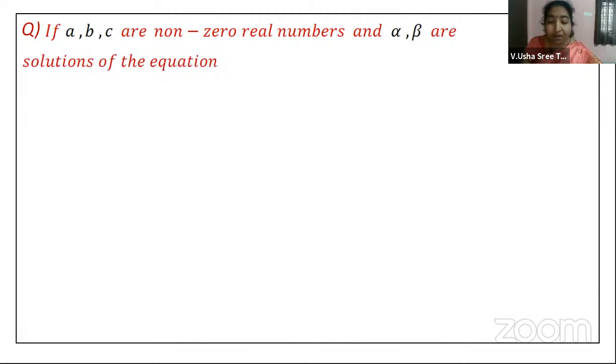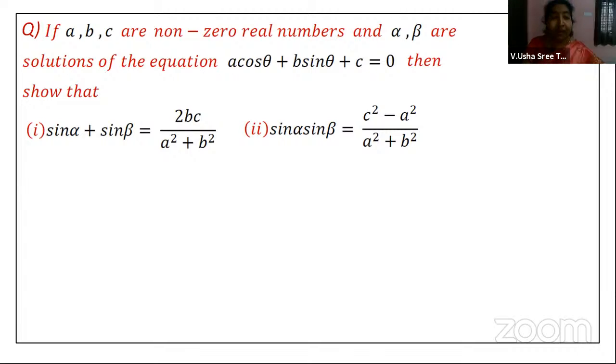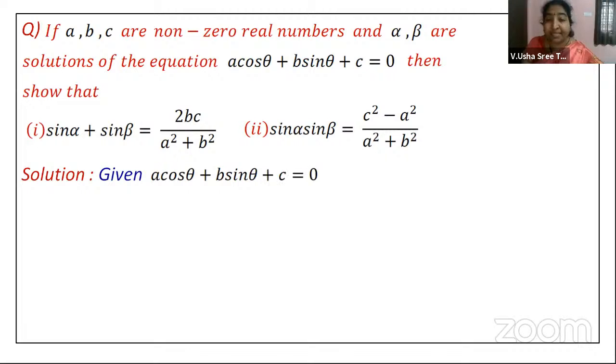If a, b, c are non-zero real numbers and alpha, beta are solutions of the equation a cos theta plus b sin theta plus c equal to 0, then we need to show that sin alpha plus sin beta is equal to 2bc by a square plus b square, and sin alpha into sin beta is equal to c square minus a square by a square plus b square. Now children, you are given a condition, that is a cos theta plus b sin theta plus c is equal to 0.